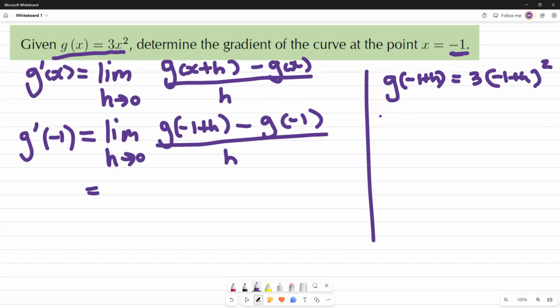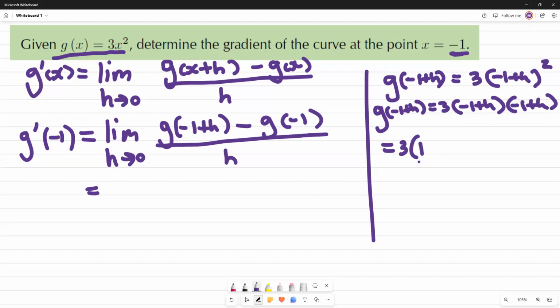Right? Yeah. So we're looking for g at -1 plus h, which will be 3 times (-1 plus h) times (-1 plus h). And then I'm going to leave the 3 here and deal with the brackets. -1 times -1 is positive 1. This times that is -h. h times -1 is -h. h times h is h squared, right?